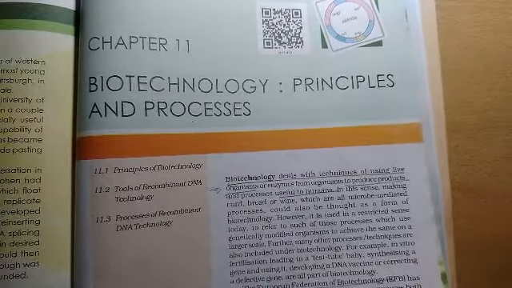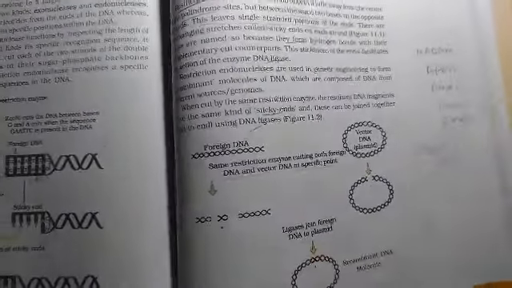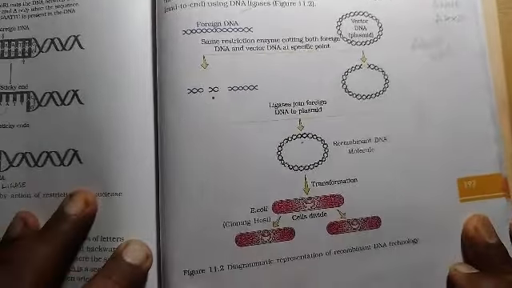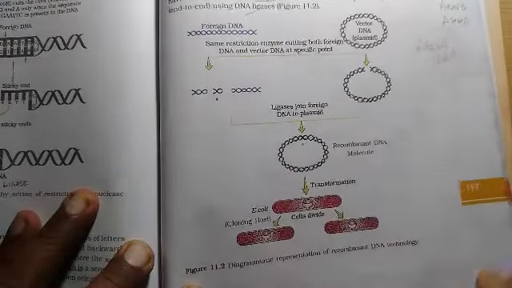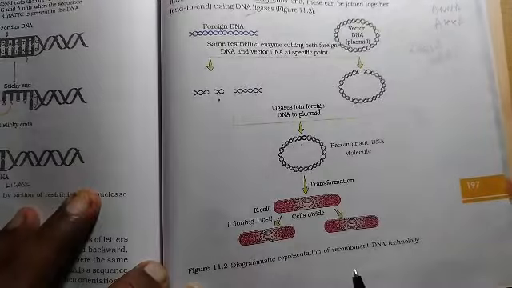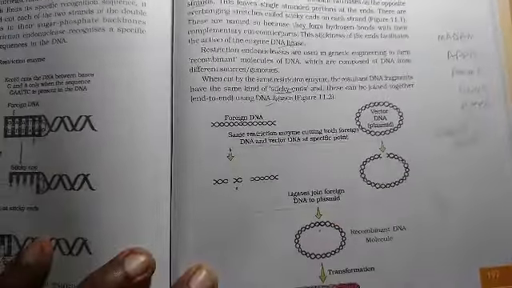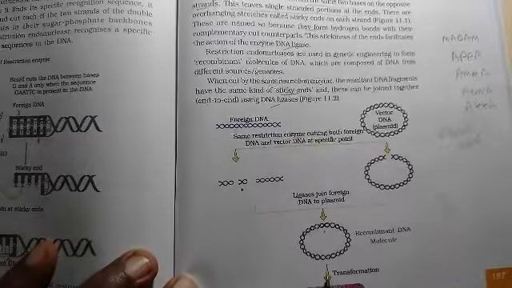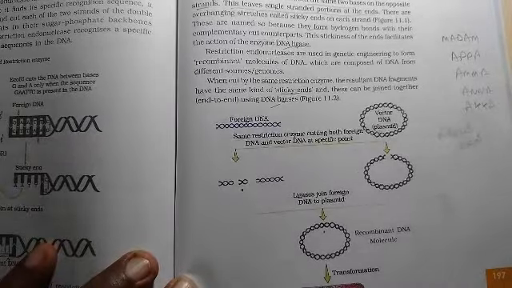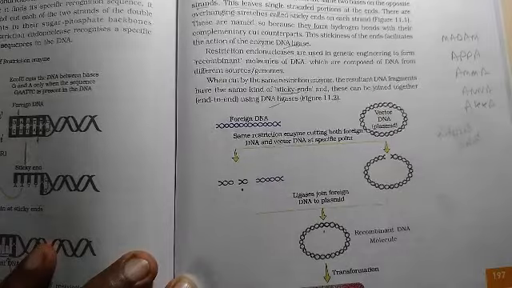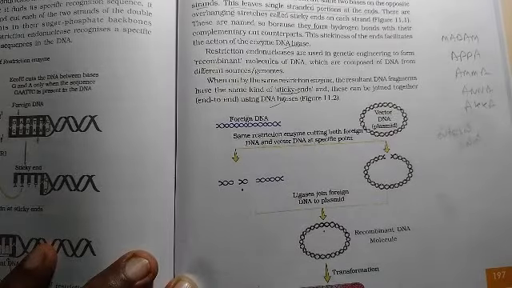in biotechnology. Figure 11.2: Diagrammatic representation of recombinant DNA technology. So this diagram clearly shows how recombinant DNA technology is used to get the desired product.